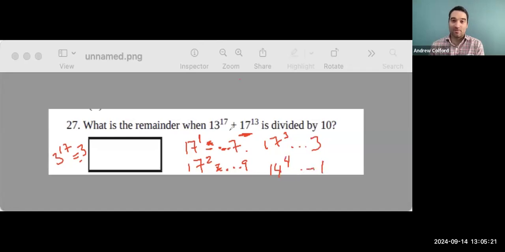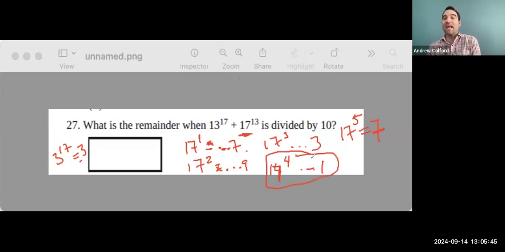Let me make sure that I'm actually doing this right. 17 to the 1, the 7, is a 9, 3, 1. Great. 17 to the power of 4 ends in a 1. And 17 to the power of 5, we're back on that cycle again, ends in a 7. So the cycle is 7, 9, 3, 1. So every fourth one is a 1.